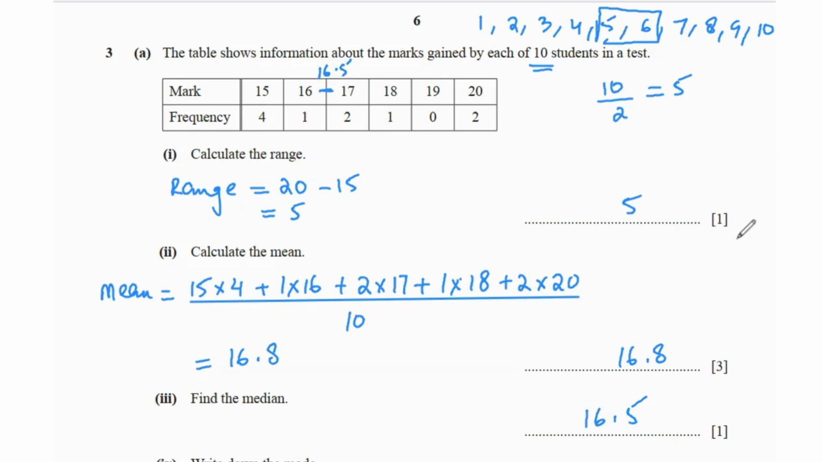In our case, since it was even, we look at the fifth and sixth values and find the value right in the middle of the fifth and sixth one, which in our case turned out to be 16.5. So that's the answer.